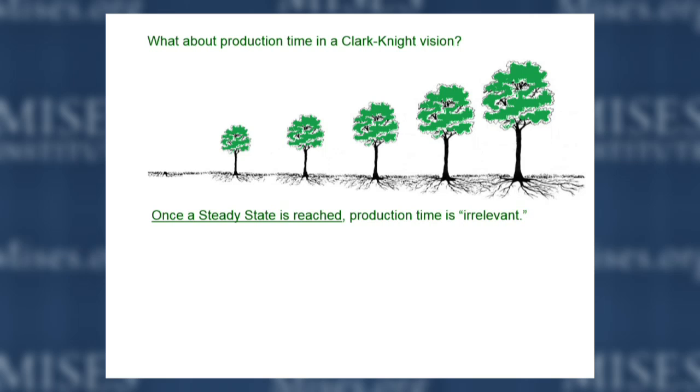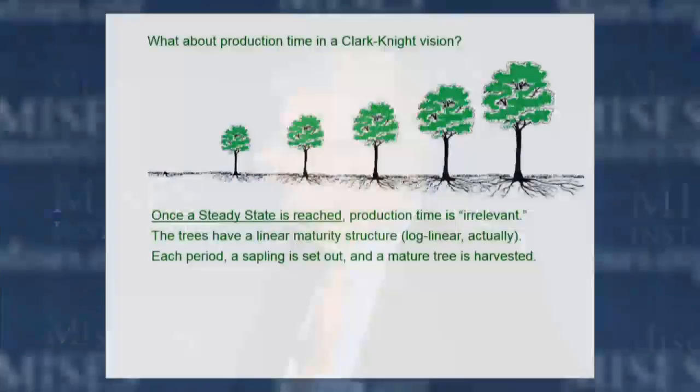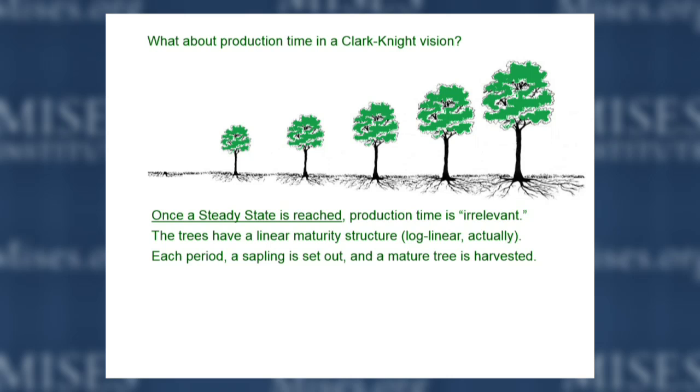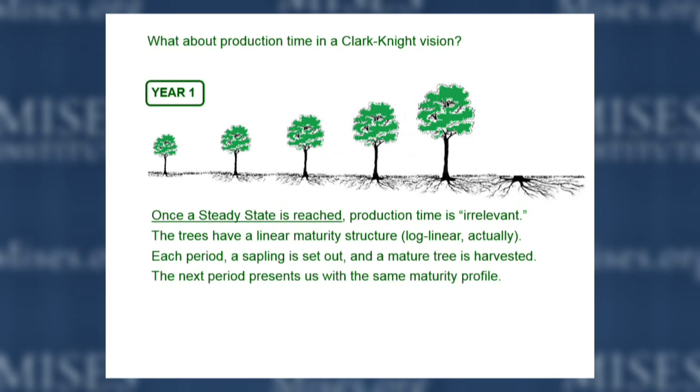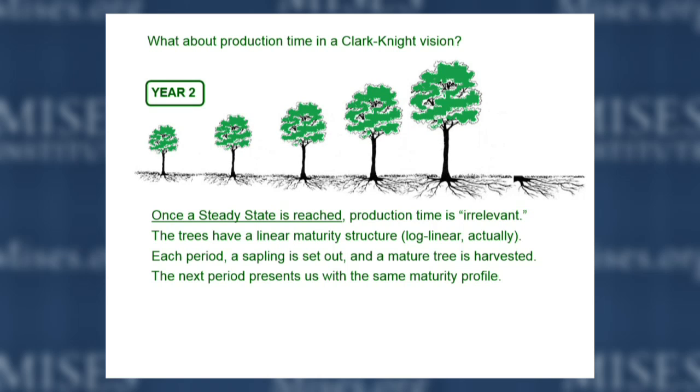Knight puts quotation marks on a lot of things. And if you get into his reading, you see what the quotation marks mean. It means something like, if you'll let me get away with this, okay? That's what it means, all right? So we'll look at it and see how it works. The trees have a linear maturity structure, well, probably log linear, actually, but we won't worry about that. Each period, a sapling is set out, and a mature tree is harvested, okay? Let's go. There it goes. The next period presents us with the same maturity profile. And there it is, okay?